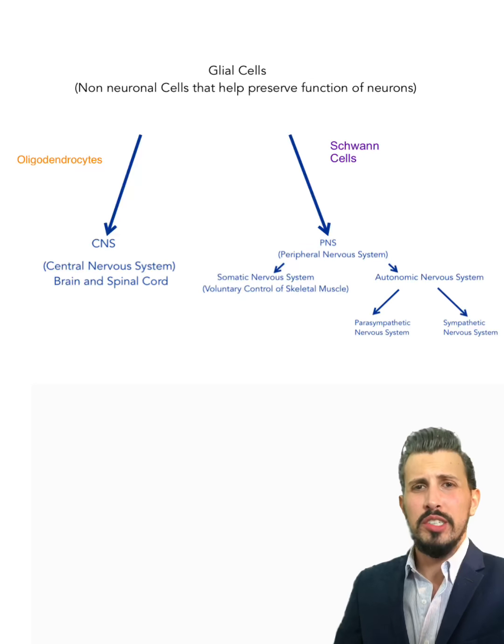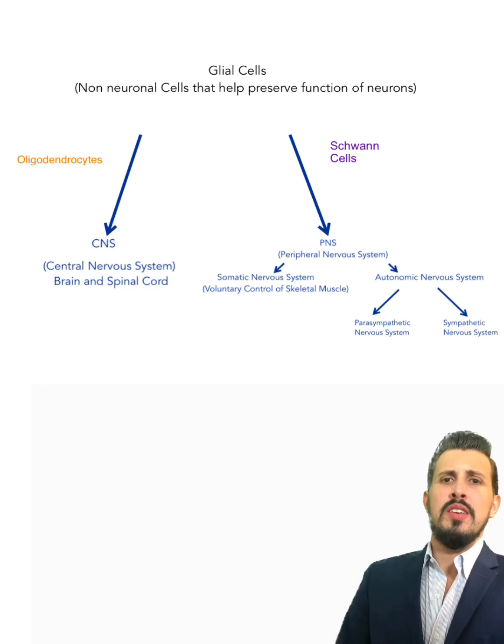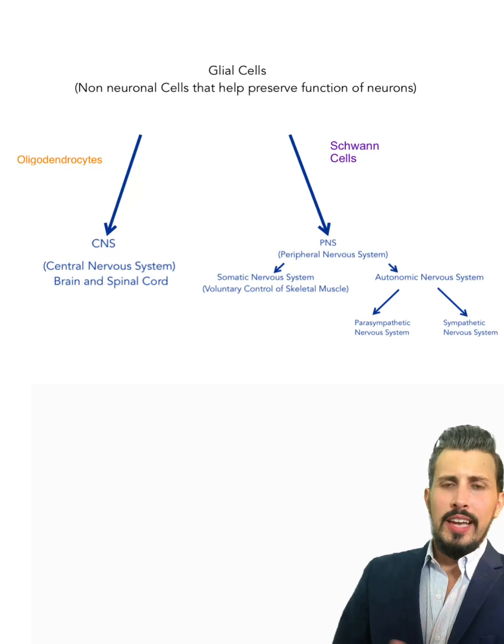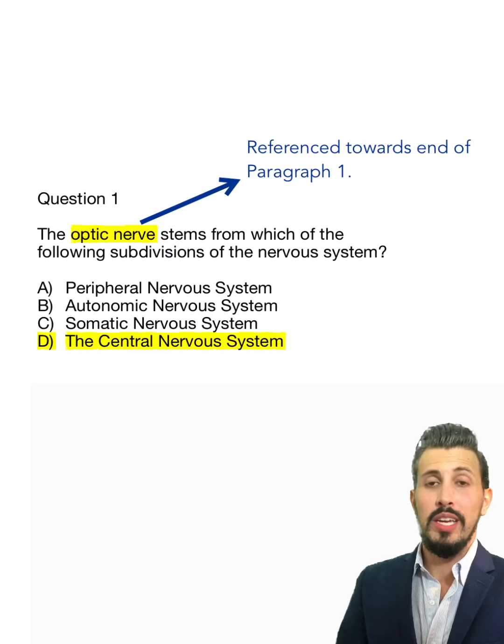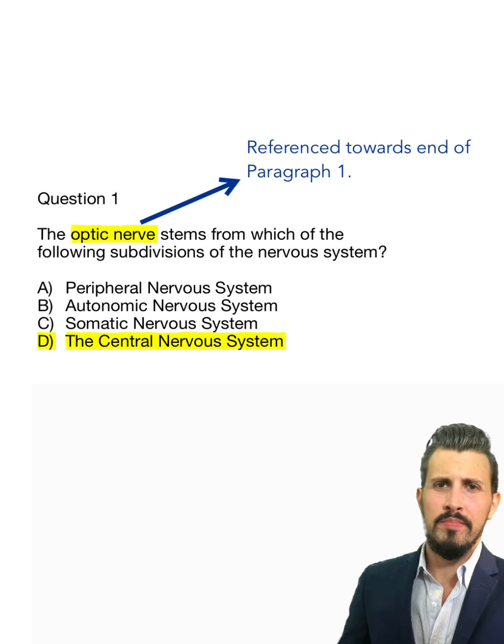With the peripheral nervous system, you have the Schwann cells, which myelinate axons, and in the central nervous system, you have oligodendrocytes. And so the answer is going to be D for question number 1.